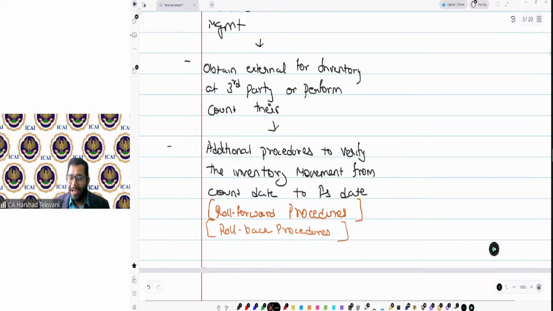So I need to check transactions between 31st March and 28th May, and I need to account for that. I need to go back from 28th May to 31st March to get the inventory balance.